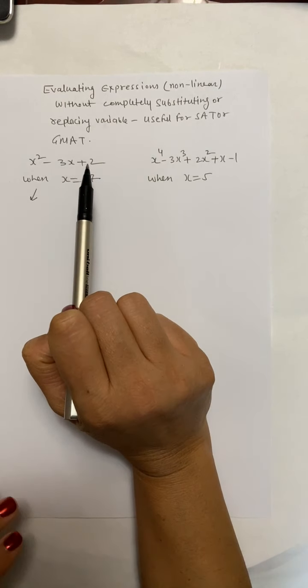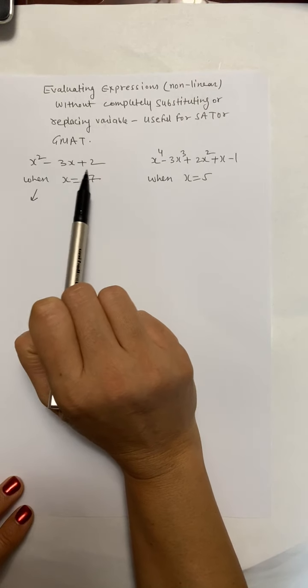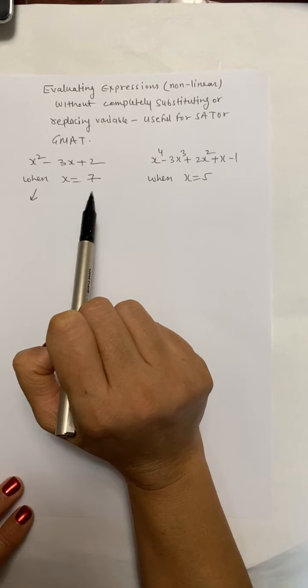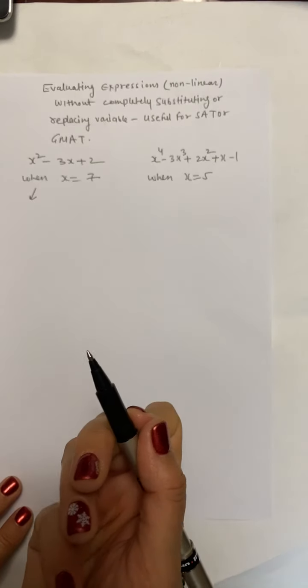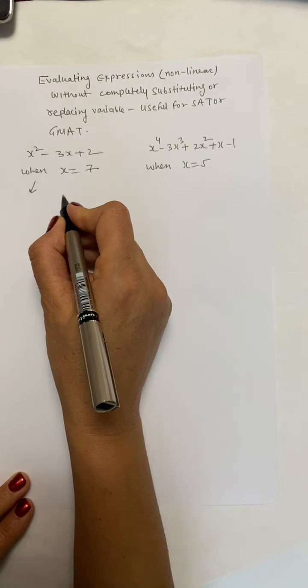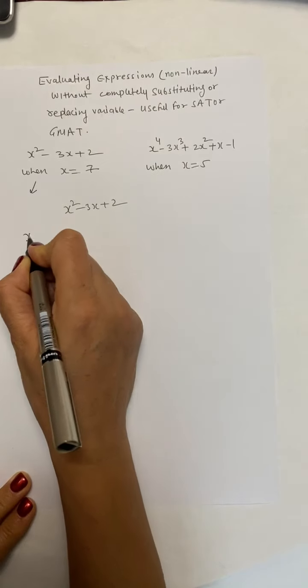So I'm going to start with x squared minus 3x plus 2, and we have to find the value of this expression when x is equal to 7, or evaluate this expression when x is equal to 7. I will show you the trick, and then we will check it using a calculator to see whether we get the same answer or not. So x squared minus 3x plus 2, and x is equal to 7.